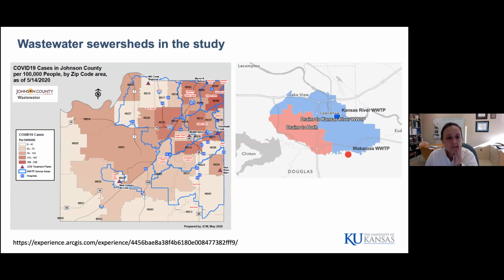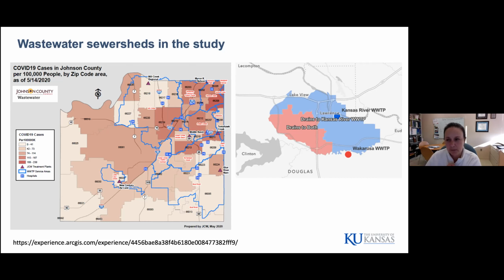Sure. Okay, so this is Johnson County, the most populous county in Kansas. We've been partnering with Johnson County Wastewater, the public utility. They have 6 treatment plants, shown in the diamonds, and the blue outlines are the sewer sheds for each of those treatment plants. And then this is Lawrence, which is much smaller. We have 2 treatment plants, and those are the sewer sheds for each. We've now been doing weekly sampling of these plants since June.